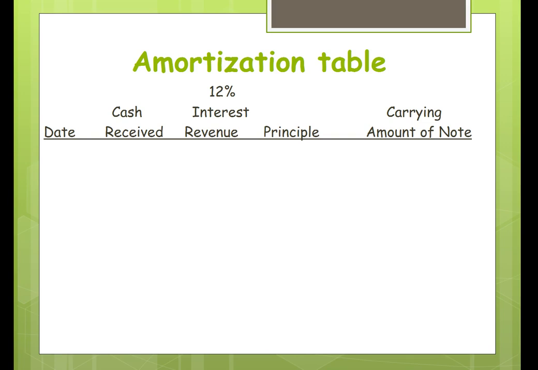Now, the next thing you want to do, since we're using the effective rate, which means your interest revenue is going to be different every time you book it, what we have to do is an amortization table. Now, we always start with the net book value of the note, which is going to be the face $90,000 minus the discount.